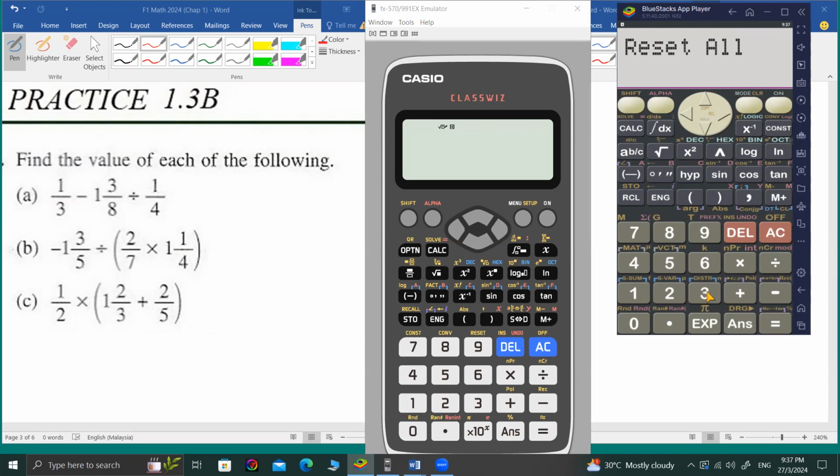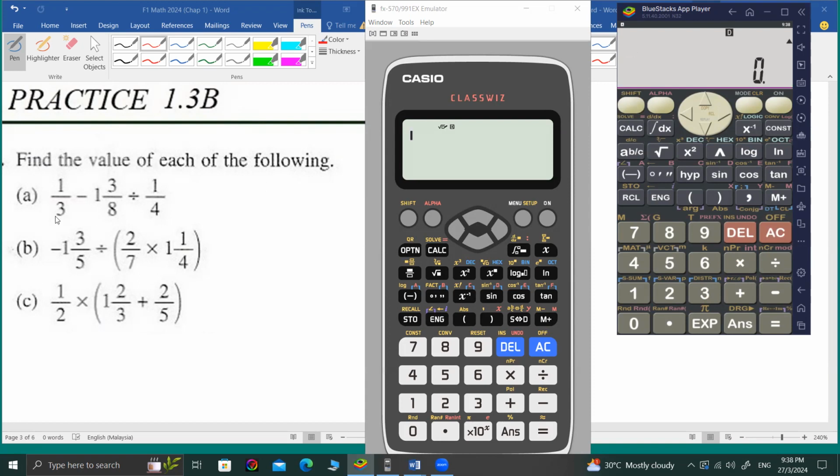3, reset, equal. Once more. Okay, class, if you are using this calculator, you have something that is not right. Can you see SD or whatever? So you should have D1. To clear this mode, you go shift, mode, 3, equal. Understand? This is how you clear the mode, okay?